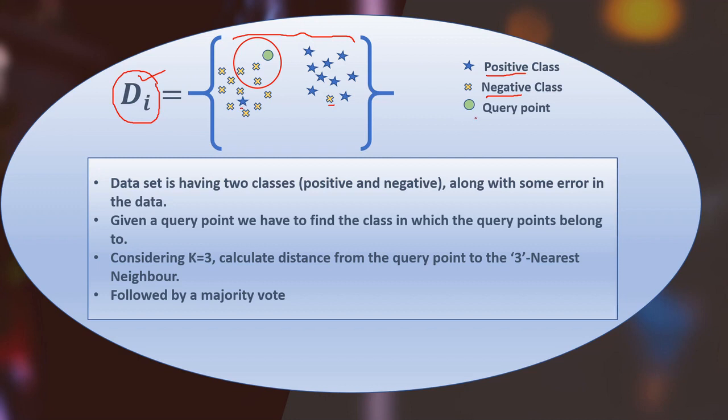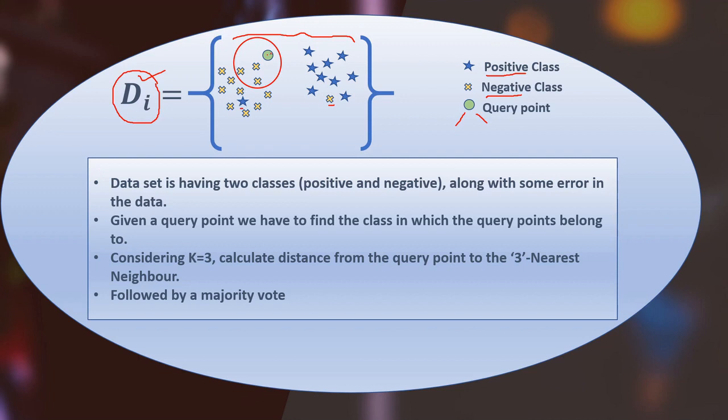Now our target is that for a new point, which we call a query point, we have to find out which class this point belongs to. Is it belonging to the positive class or the negative class? So how does KNN work? Say this is the position of the query point. Now what does KNN do?